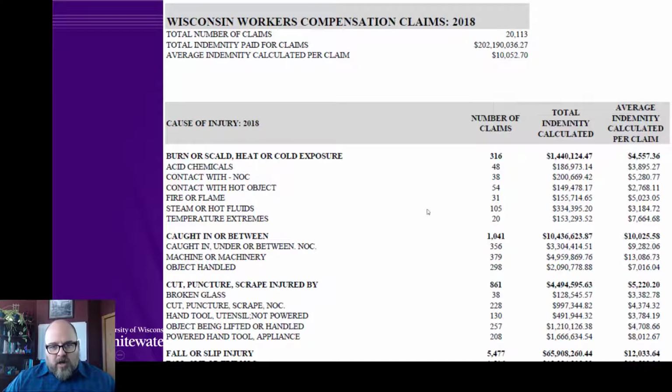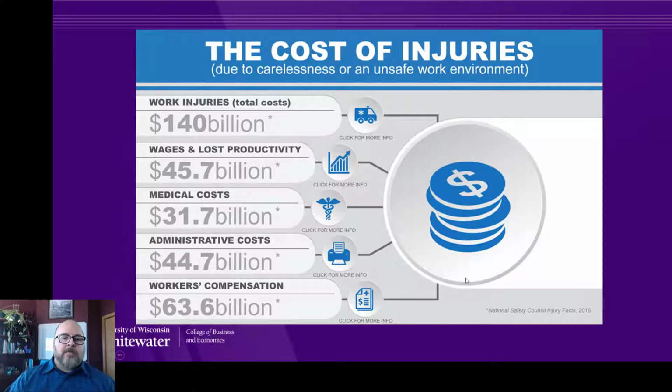And then they break it down by cause of injury, nature of injury, body part, and county. And you can look at that report as well. I find that interesting for my work. The cost of injuries, and this is a little bit older. This is from 2016. You can see the overall impact of injuries and work comp here in the U.S.